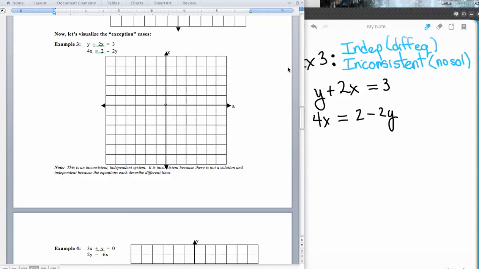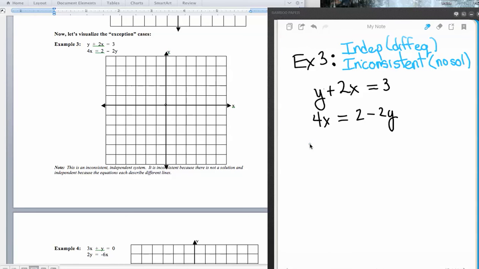Okay, here we are to talk about the exception cases in section 6.1. So our first case to discuss is our independent inconsistent system. Independent meaning that we have different equations, inconsistent meaning that there's going to be no solution.